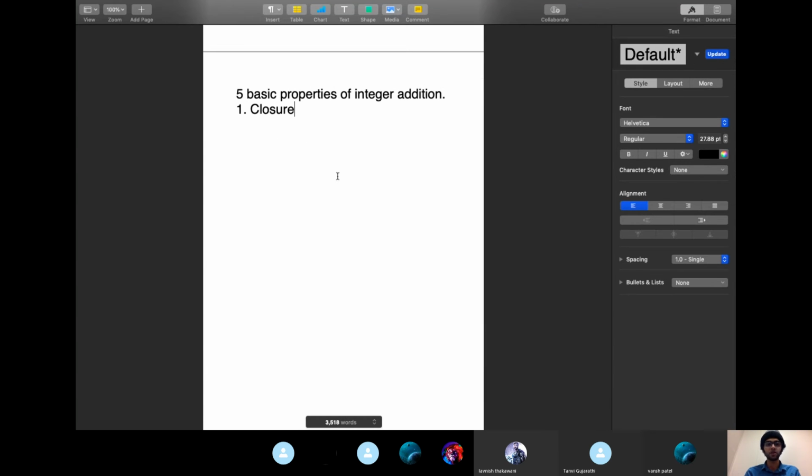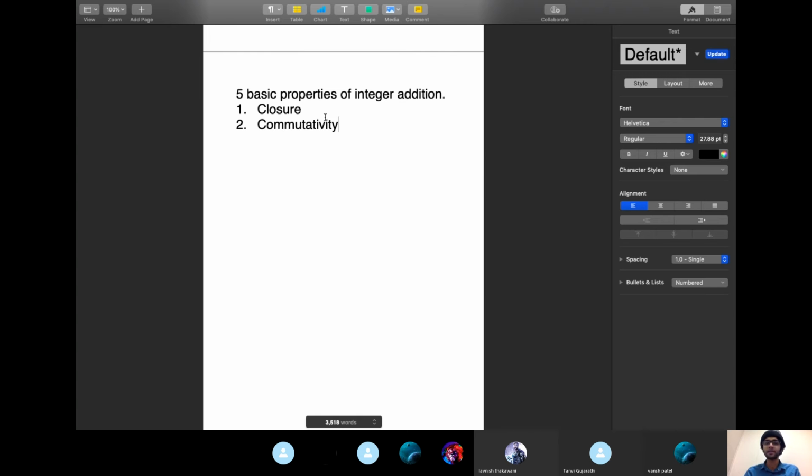The first property is called closure. Closure property says that if you add any 2 integers, you will always get an integer as the answer. Pay close attention. Don't think about anything else. Just think about integers and addition. If you add any 2 integers, you will always get an integer as the answer. That is what closure property says.